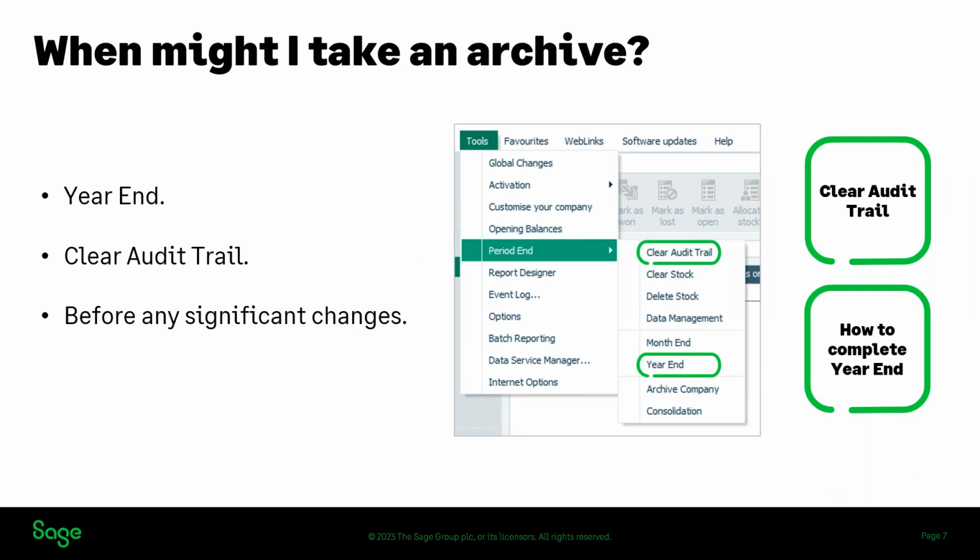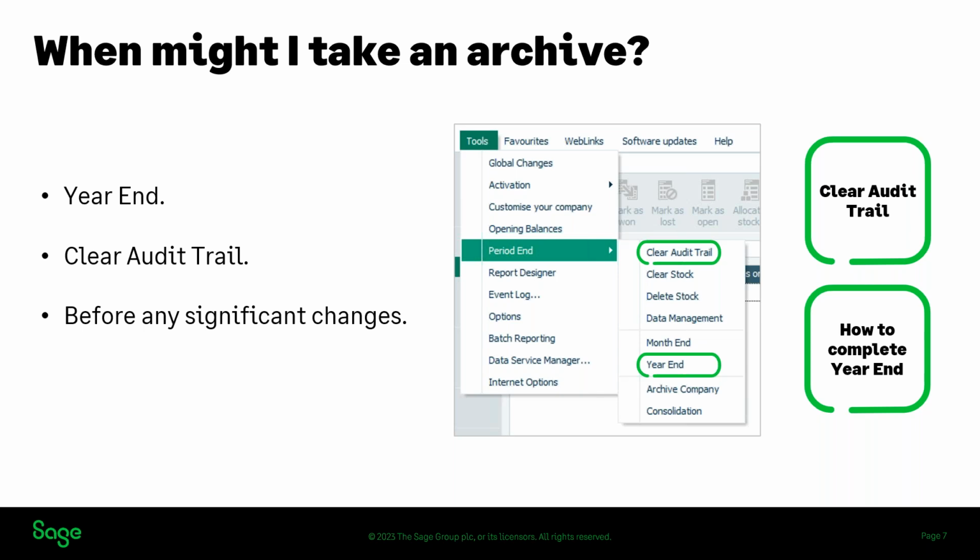You can take an archive at any point in time, and there's no limit on how many times you can take one. But we strongly recommend to take one prior to running the year end, or anytime you run a clear audit trail. You may run a clear audit trail right after running the year end. So if you've already taken the archive within the pre-year end checklist, you wouldn't need to take it again. But if you are to run a clear audit trail, say mid-year, do take a backup and an archive prior to that process.